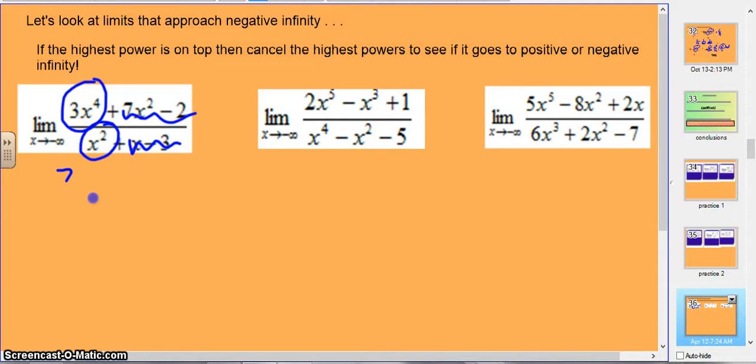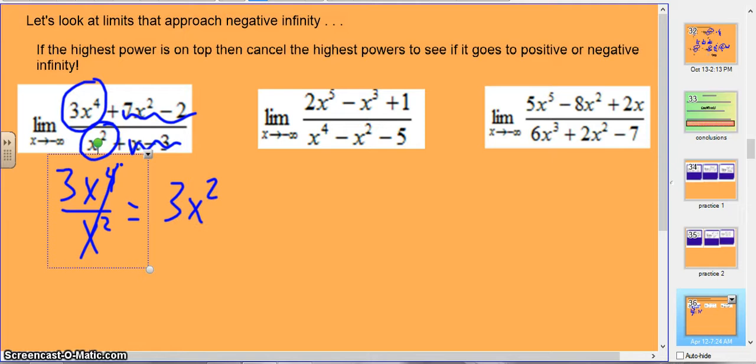So we're going to take a look at these. Now, what would happen if I cancel? If I cancel the x's, I'm going to get 3x squared. So that's like taking negative infinity and plugging it in for x. So if I take a negative infinity and square it, I'm going to get a positive infinity. And 3 times infinity should be infinity.